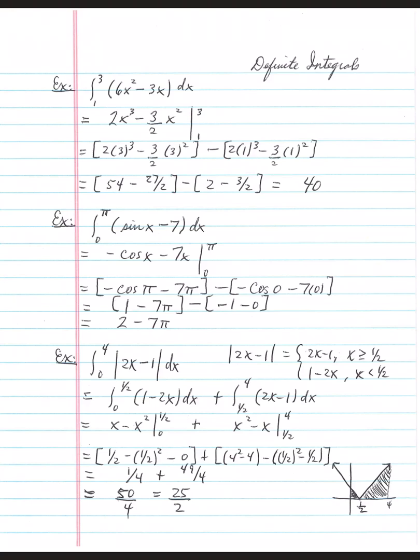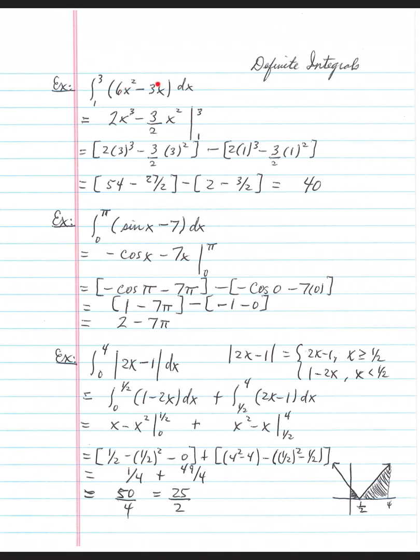In this video, we're going to look at solving some definite integrals. In the previous video, we had indefinite integrals, and those were functions. Definite integrals, you're going to have numerical values. Our first example, we're going to integrate 6x squared minus 3x from 1 to 3.